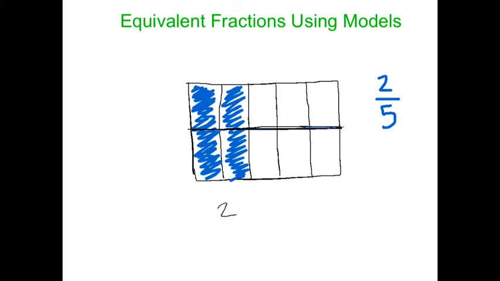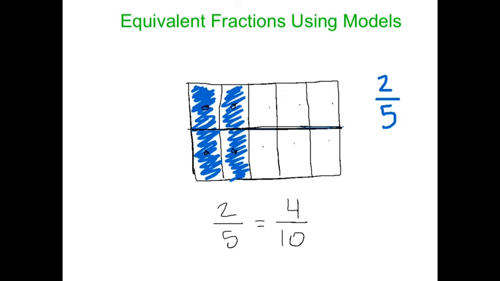Okay. So we went from 2 out of 5 to something out of 1, 2, 3, 4, 5, 6, 7, 8, 9, 10. Is that right? Yep. So if we count how many are colored now, 1, 2, 3, 4. So 2/5 has to equal 4/10.